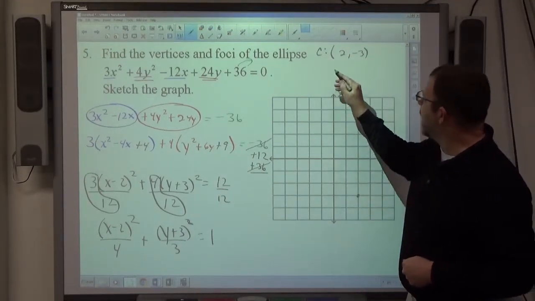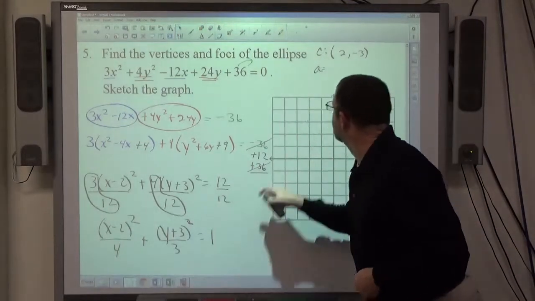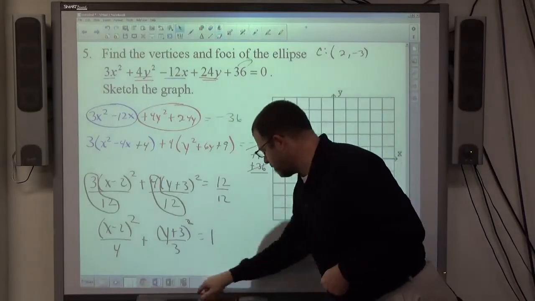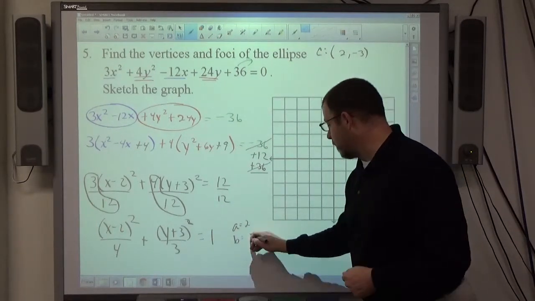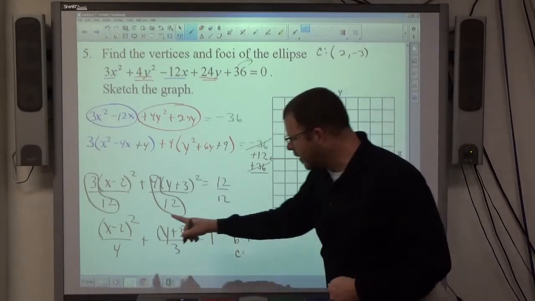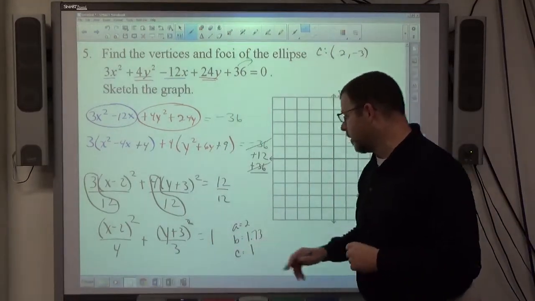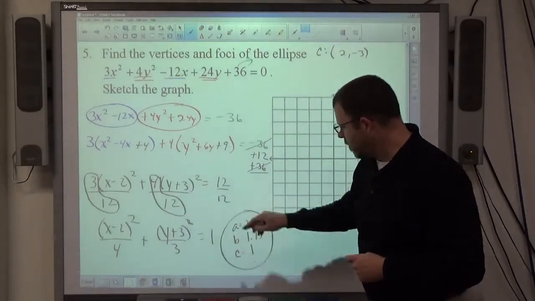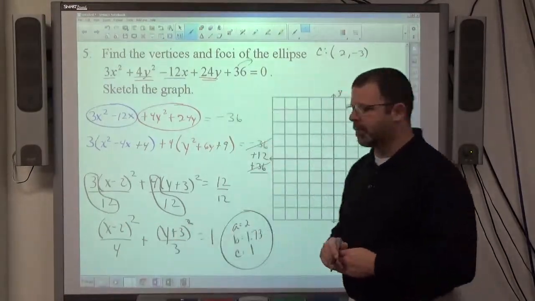I can see that A is equal to 2. Let me write that down here. A is equal to 2. B is equal to the square root of 3, which is 1.73. And C, if I did A squared minus B squared, is 1. C squared is 1, so C equals 1. So square root to get A, square root to get B, subtract and square root to get C.